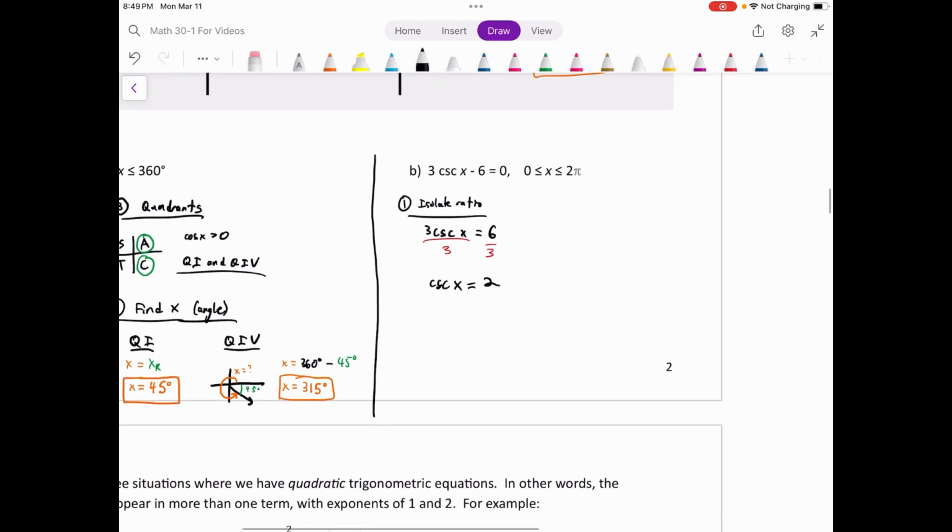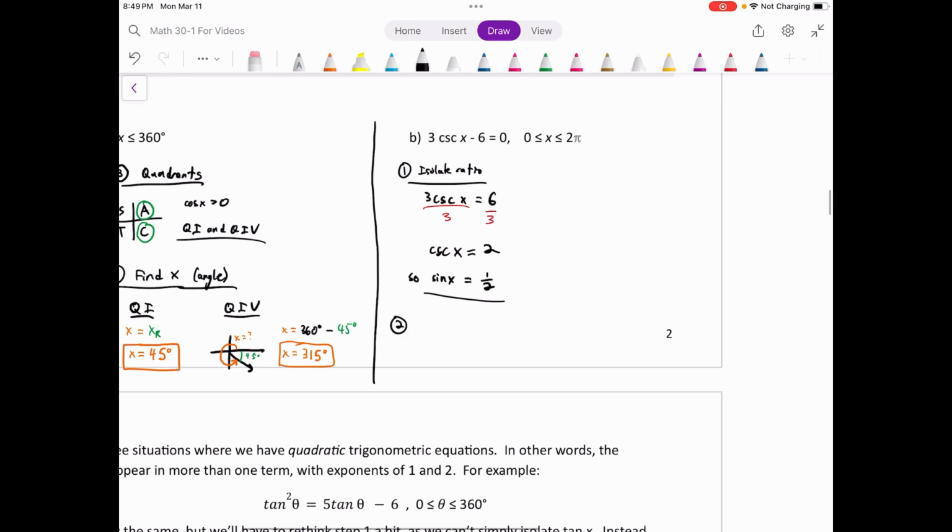But if you want, we can also switch that. If cosecant of x is 2, remember cosecant is 1 over sine x. It's the reciprocal function of sine x. So then sine x is just 1 over 2. And there we go. Now we understand that we're just looking for an angle whose reference angle, the sine operation on that angle, would give us 1 over 2.